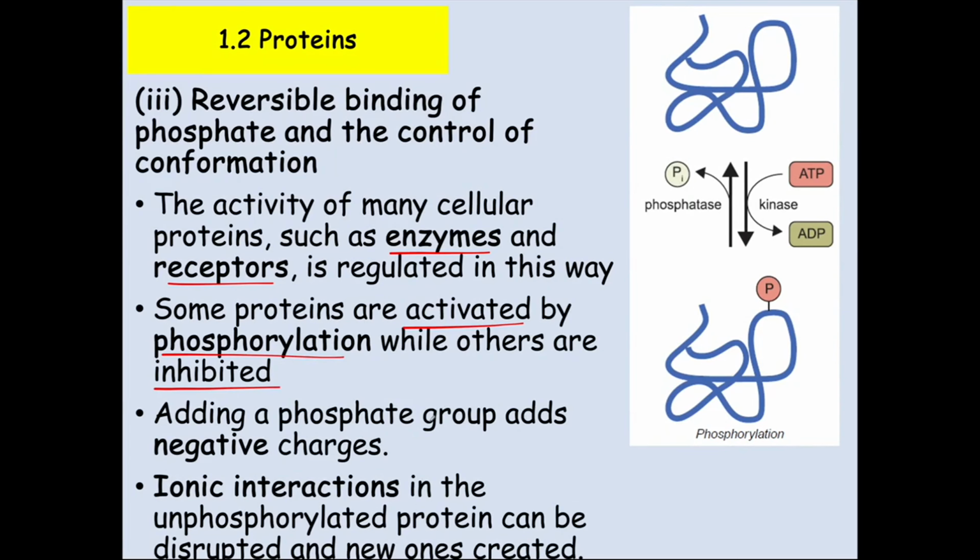Now, this is an important point. Adding a phosphate group adds a negative charge to the protein. What this means is that ionic interactions in the unphosphorylated protein can be disrupted, and new ones created. So adding that extra negative charge from the phosphate group will affect the ionic interactions within the unphosphorylated protein. Those basic and acidic R groups which are interacting with each other ionically are going to be interrupted by the addition of that phosphate. So that's worth considering and remembering as well.